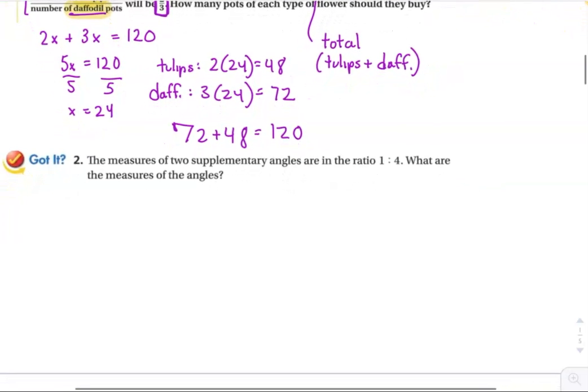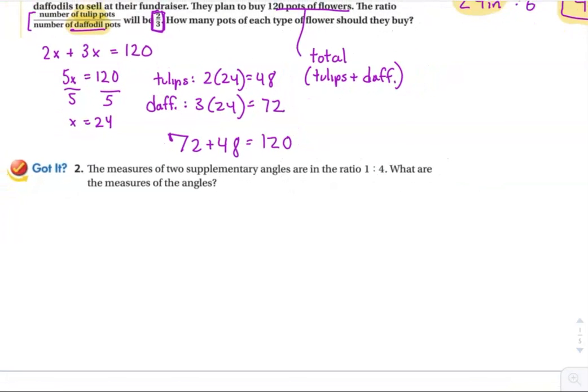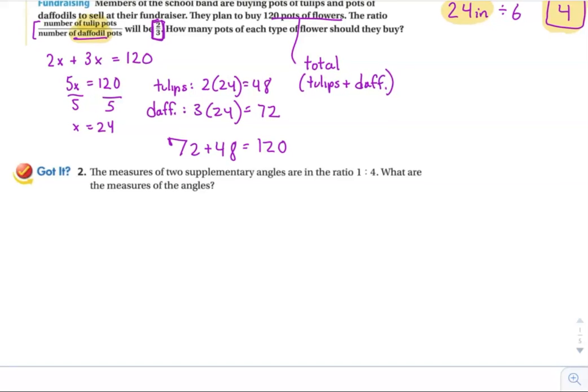So you guys pause and try number 2. A little bit of a different question, but similar idea. We have a ratio of the 2 angles. These are the individual angles, and we know they add up to 180 because they're supplementary angles. All right, pause the video, give it your best attempt, and then check your work.